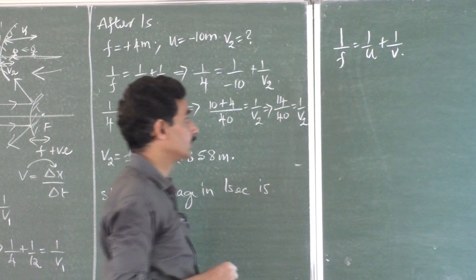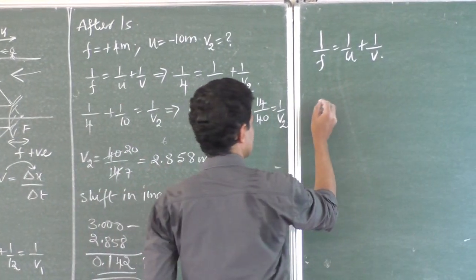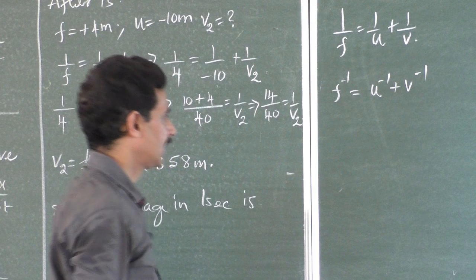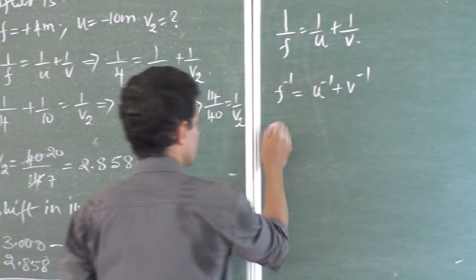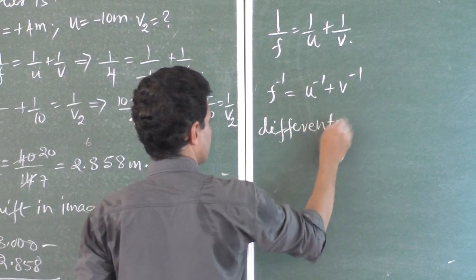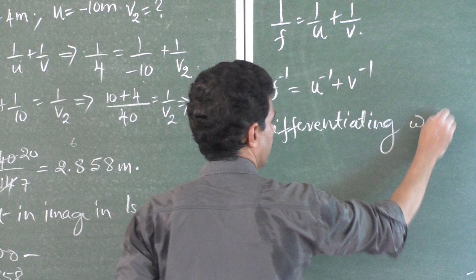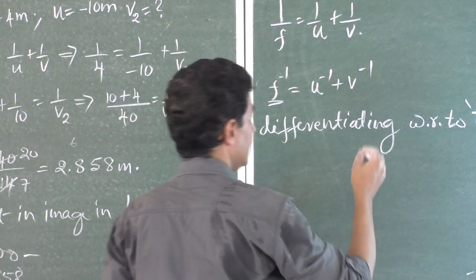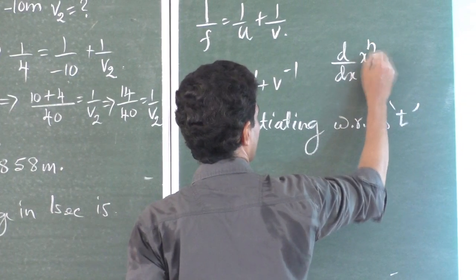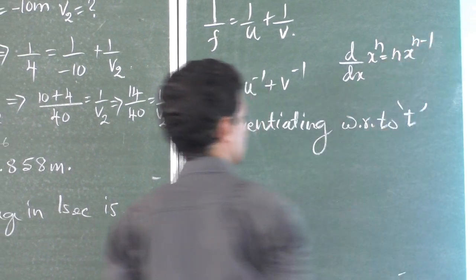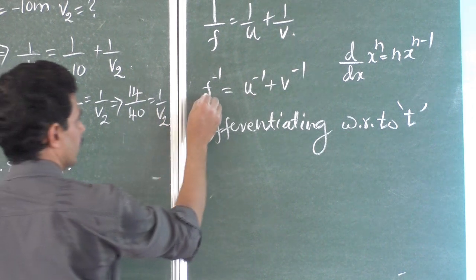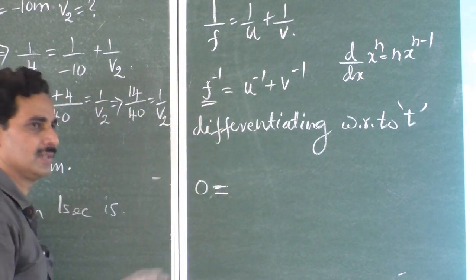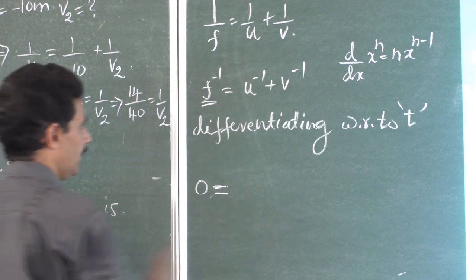So how to differentiate this? I can write this as f to the power minus 1 equals u to the power minus 1 plus v to the power minus 1. Now differentiate with respect to time t. This is a constant. When you differentiate, you know that d by dx of x to the power n is n x to the power n minus 1. You know it, right? So differentiating the focal length gives 0, because it is a constant and doesn't change with time. So what about this one?